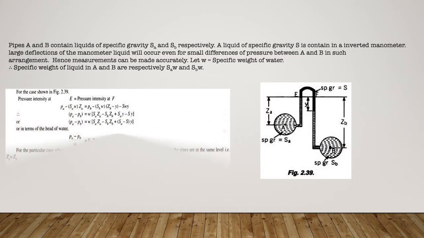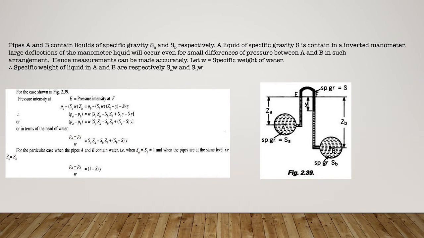Large deflection of the manometer liquid will occur even for small differences of pressure between A and B in such an arrangement. Hence, measurement can be made accurately. We let W be the specific weight of water. So the specific weights of the liquids in A and B are SAW and SBW respectively.